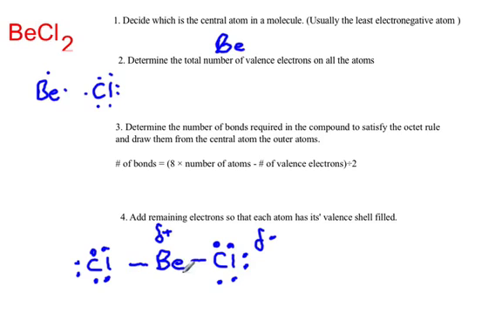So this is the structure of beryllium dichloride, and once again, this is linear, and it's just like the case of carbon dioxide, which was linear as well, because there are no unbonded electrons around the central atom. So these 2 chlorine atoms are going to get as far apart from one another as possible. So this is going to be a linear structure.